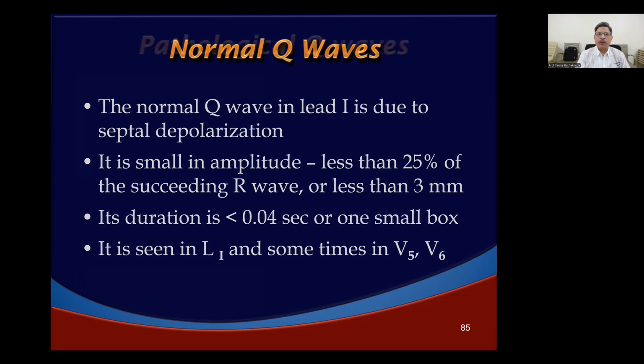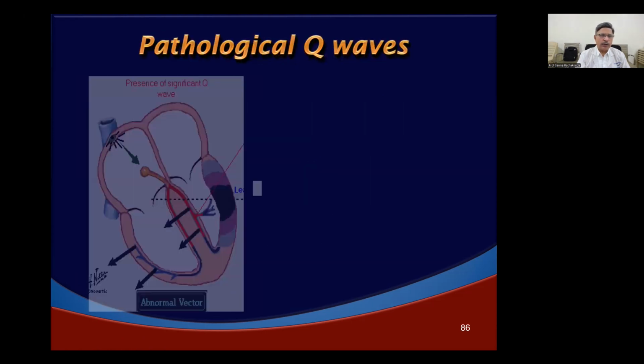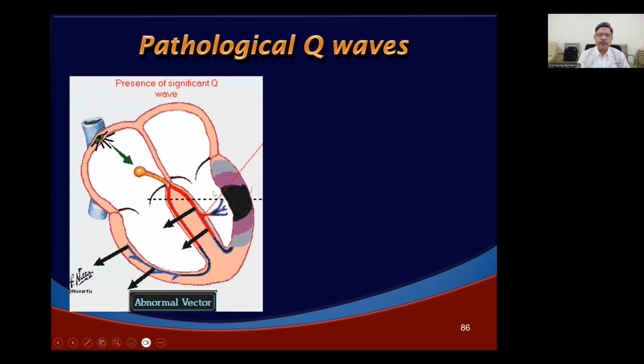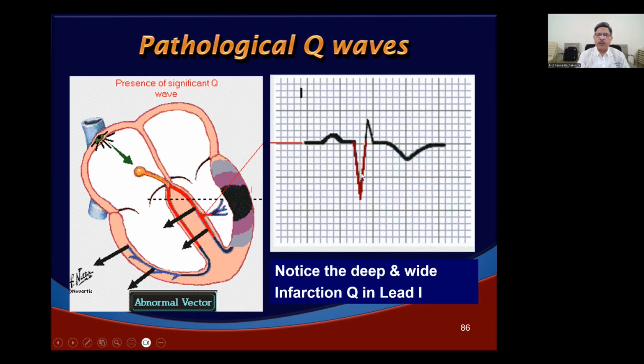This is not pathological Q. This is normal Q. What is a pathological Q wave? A pathological Q wave appears when there is an infarction. The black area is infarction. Next one is ischemia, where the perfusion is less. And you can see that deep Q waves are there. Deep, wide Q waves are suggestive of infarction. These are pathological Q waves.